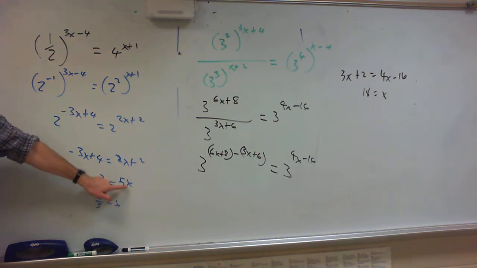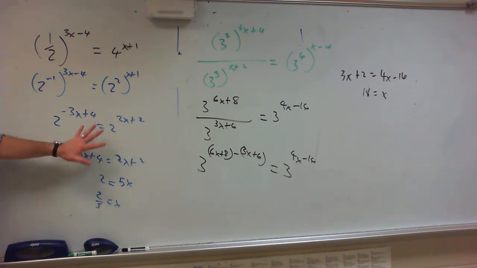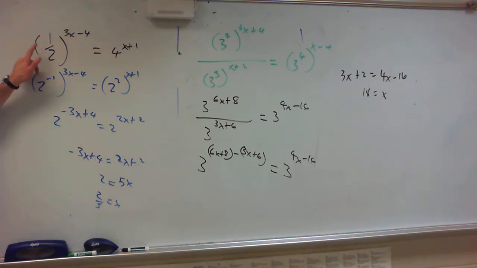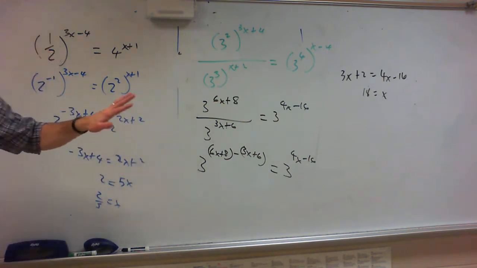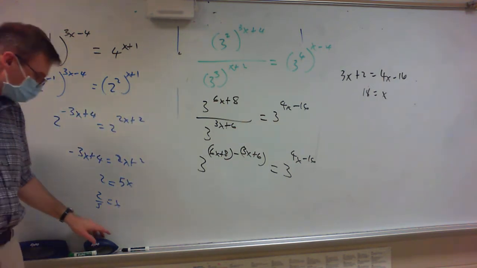No, because you got to get the x by itself. Are we okay with this? So when you see a fraction, you can flip it, and it makes a negative. All right, how do we deal with this? All right.